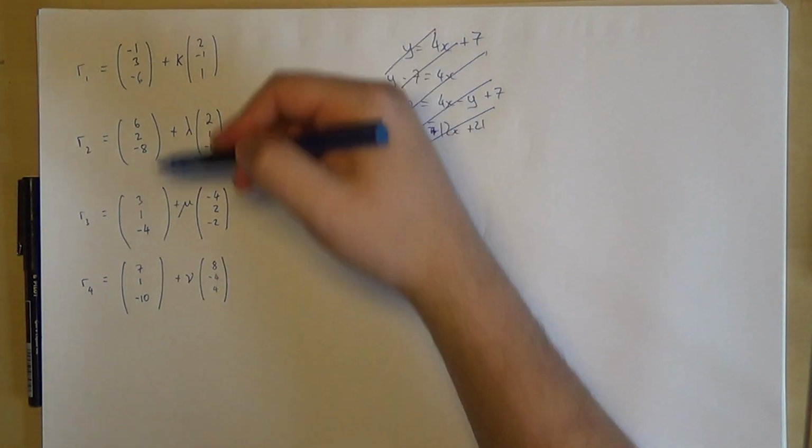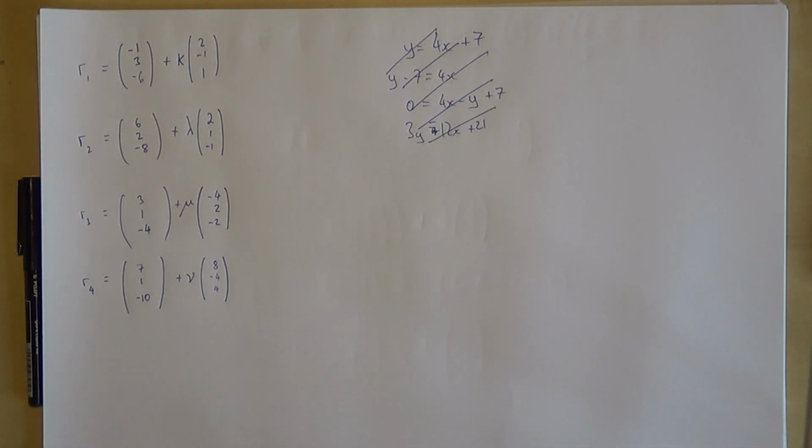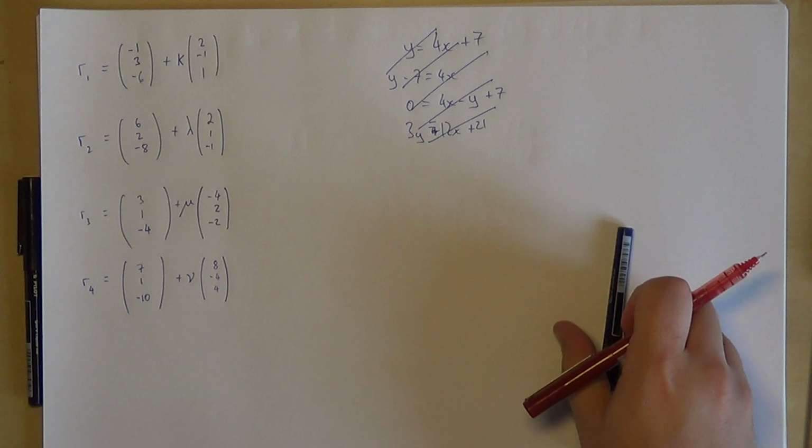So are any of these lines the same line? So a line has two properties, a place and a direction. To start with, let's look at the directions. So if the lines are the same, they must be parallel, right? Because if they're not parallel, they're clearly not the same line.